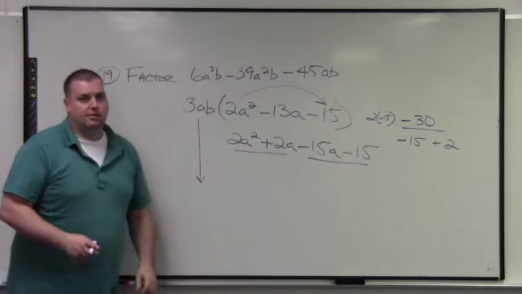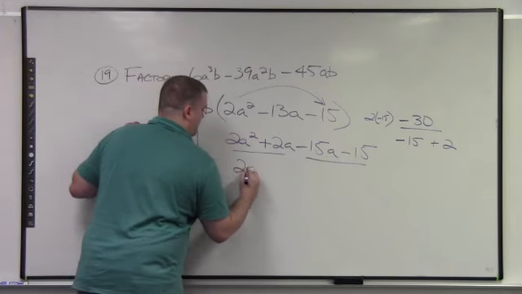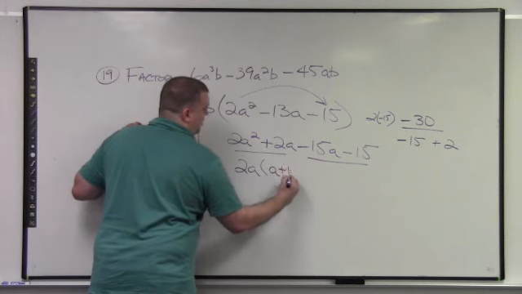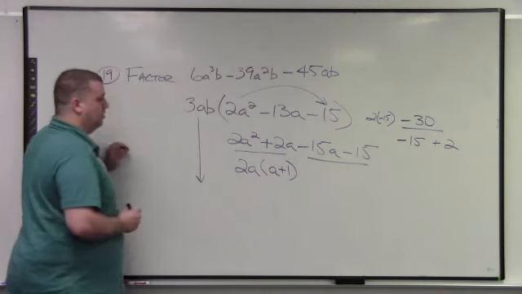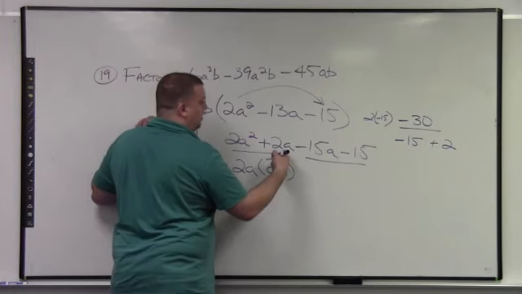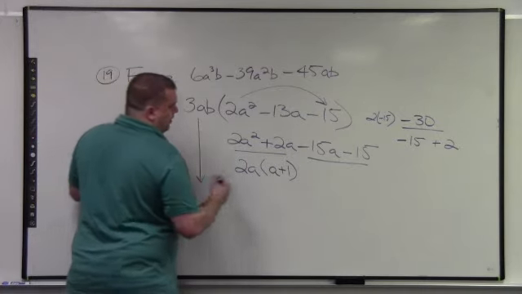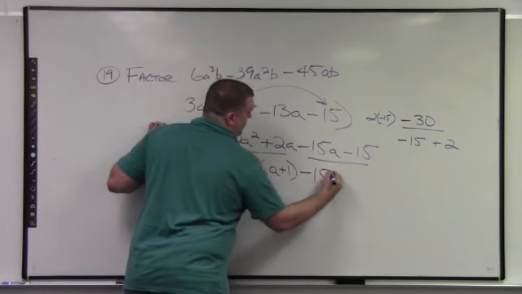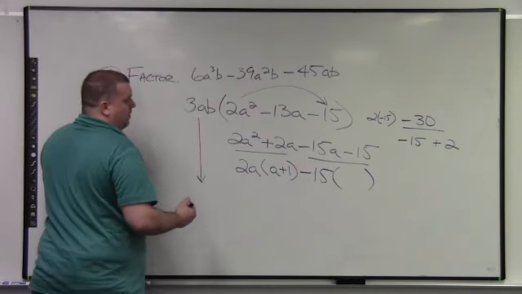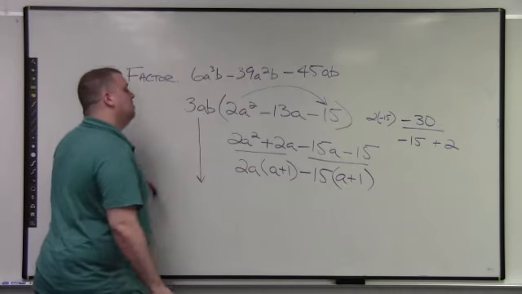What can I take out of that first grouping? 2a. Leaving me with a plus 1, because we're taking that 2a out, so 2a times 1 will bring us back to 2a. What can I take out of that second grouping? Negative 15. It leaves a negative, so let's factor out a negative. What does that leave me with? A plus 1. Right, we did factor out a negative, so that will change the sign.